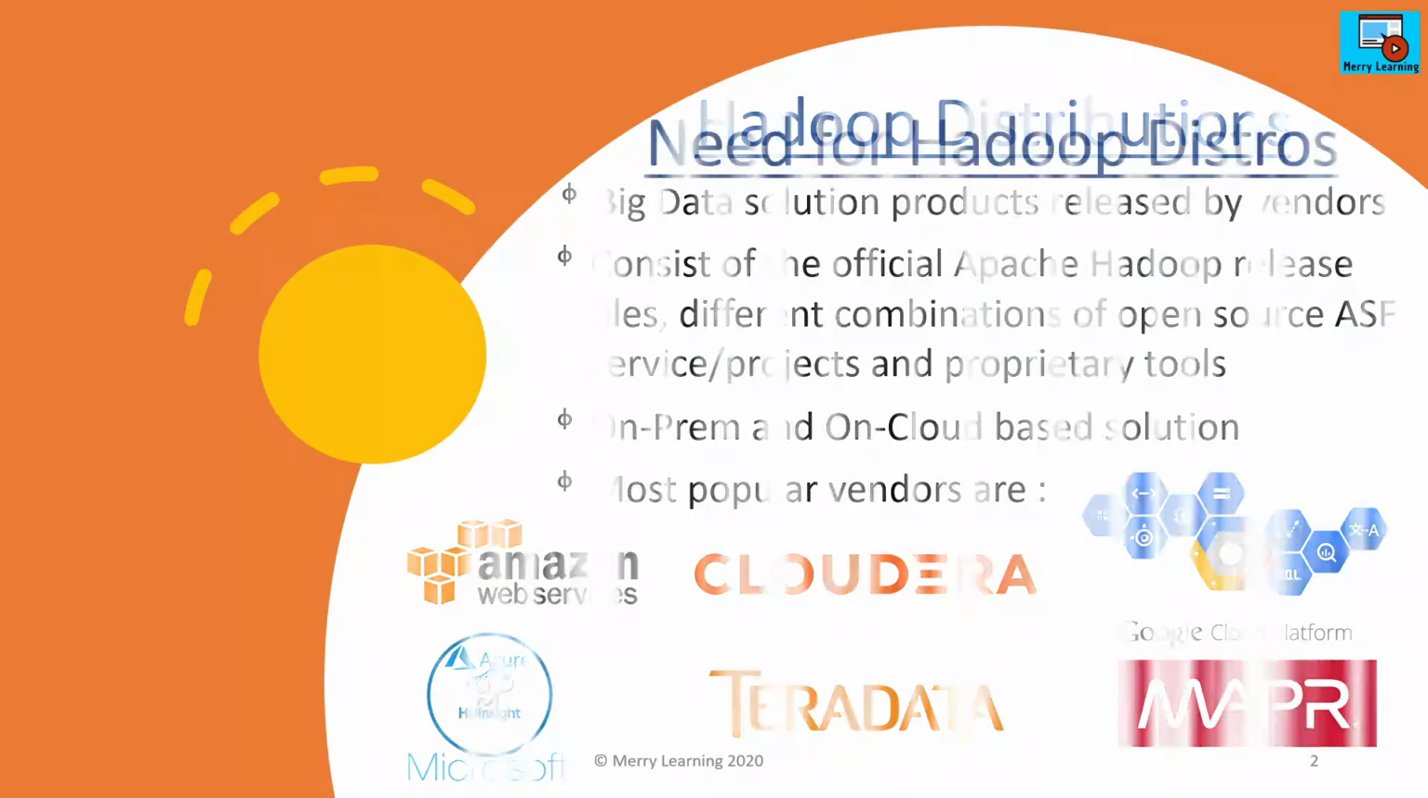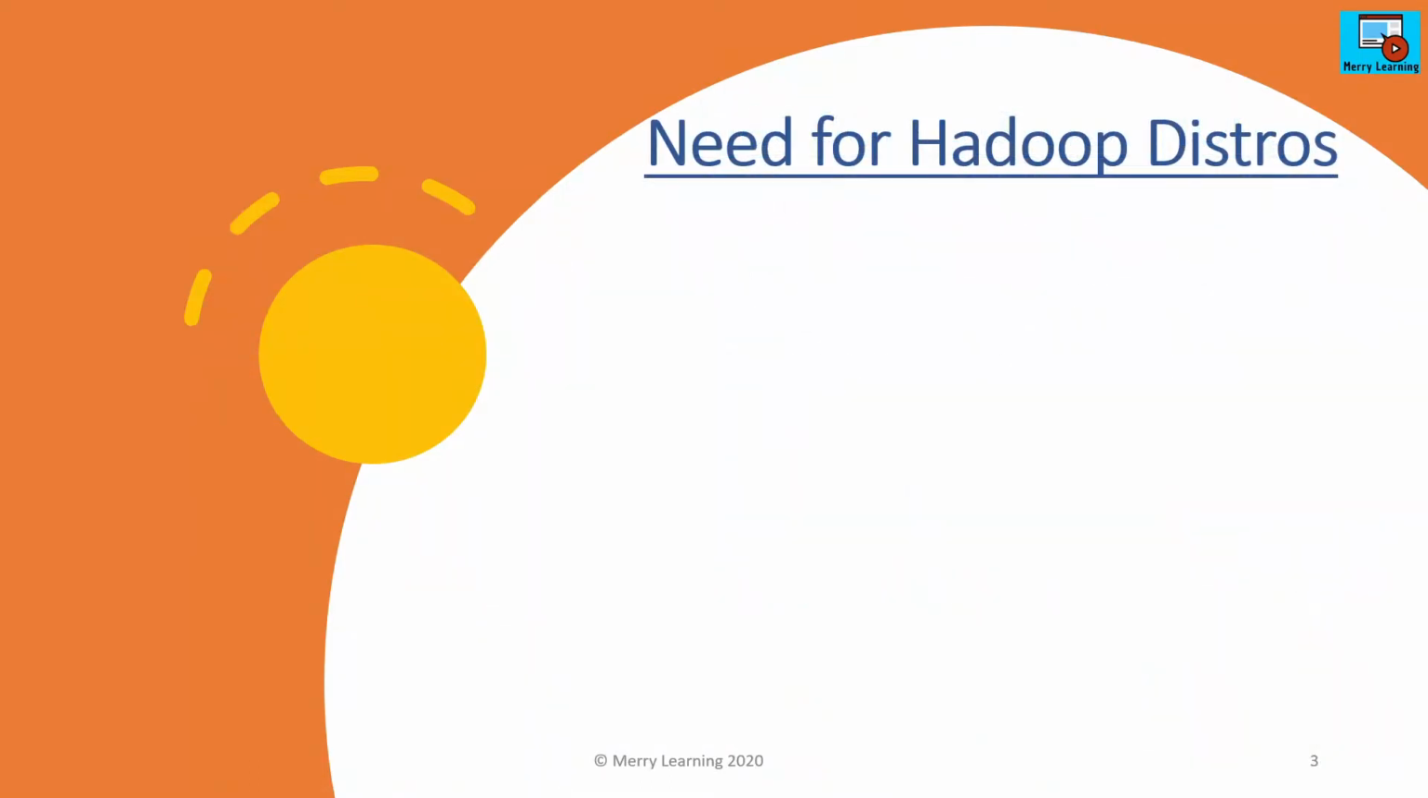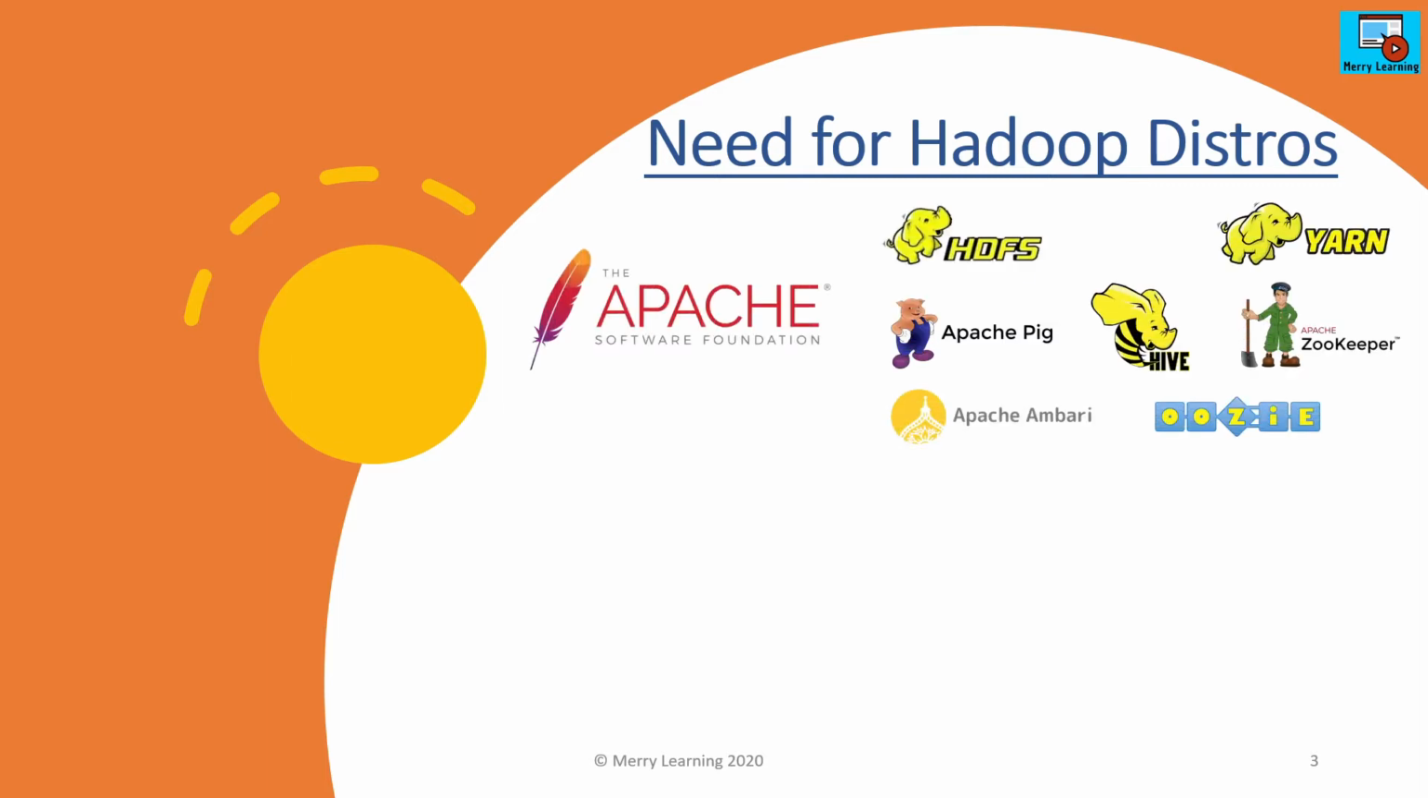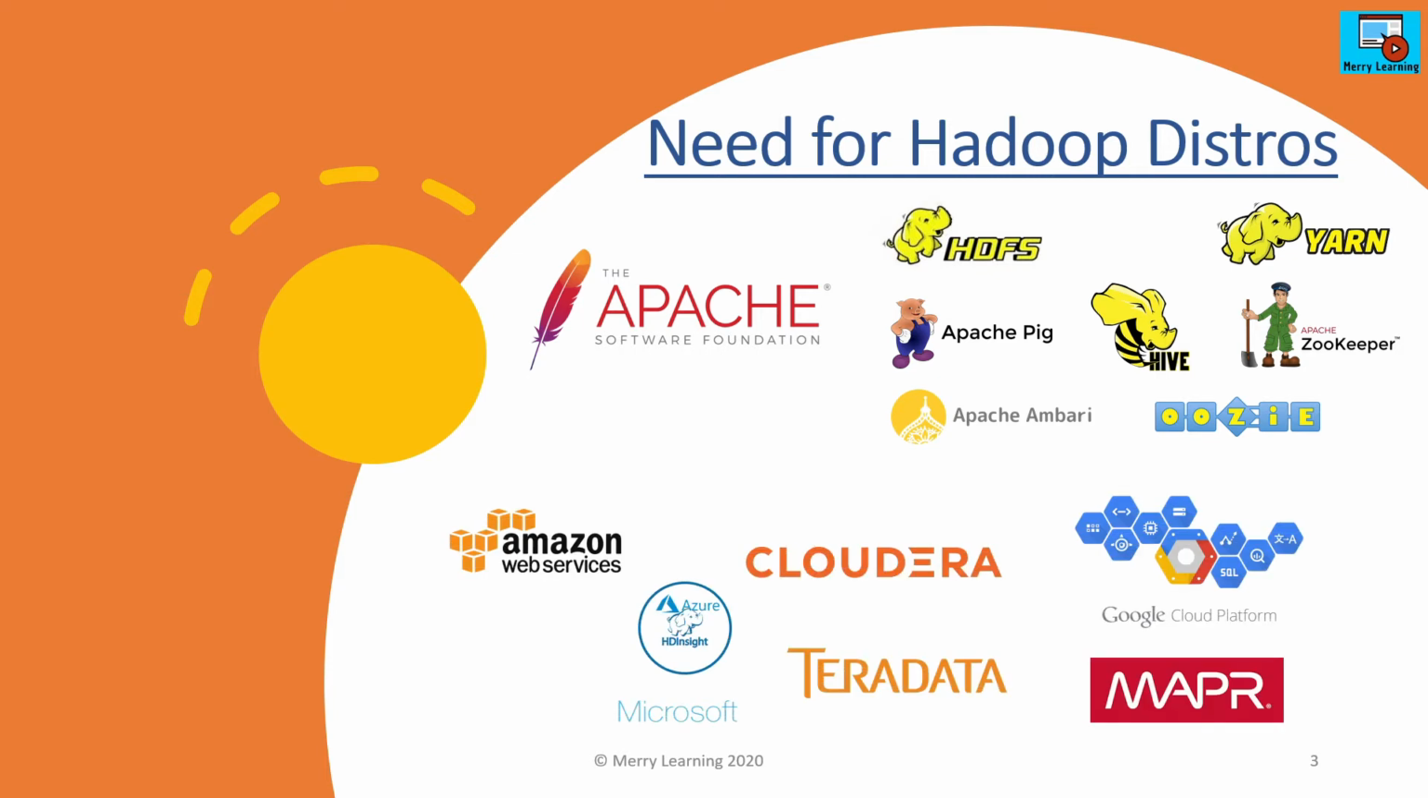The one main doubt that will arise now is, why do we even need these distributions? It is Apache Software Foundation that takes care of almost all the major Hadoop ecosystem services or projects, and all these can be obtained for commercial uses by buying licenses from Apache. Then why do we have to approach any of these vendors?